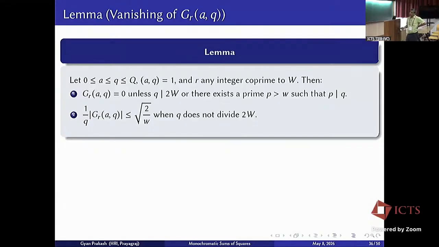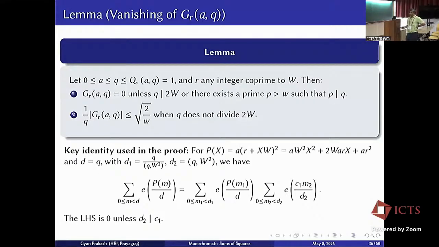Then this G(a/q) is equal to 0 unless q divides 2W or there is a prime p greater than W such that p divides q. Then 1/q times the absolute value of G(a/q) is less than or equal to 2 by the square root of W when q does not divide 2 times capital W. And W, remember, is a product of p less than or equal to A to the power L. So it is not a small number, because we need only a saving of certain powers of A below.